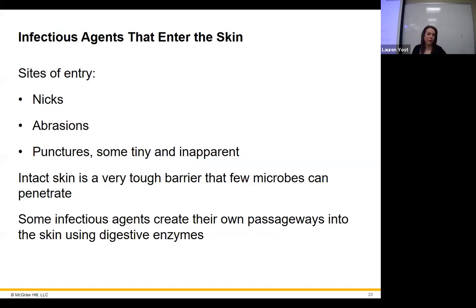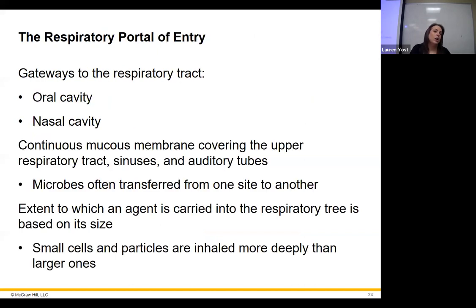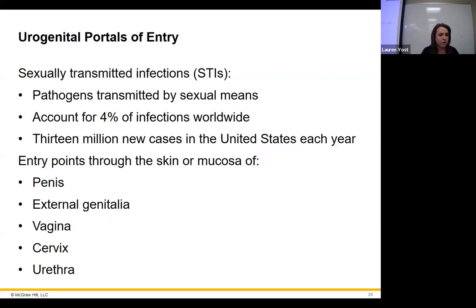How do you get in? I'm not really going to go through these because I feel like these are obvious. Yeah, you can get in through the skin, and punctures, some things can get in without punctures. The GI tract, you're going to drink or eat things typically. They have to be able to survive. Your microbe getting in that way, you have to be able to survive the pH and the enzymes associated with the GI tract. Into the respiratory tract, you can breathe things in, and that's usually going to be through the nose and or the mouth. You have to be able to deal with the mucous membranes associated there.